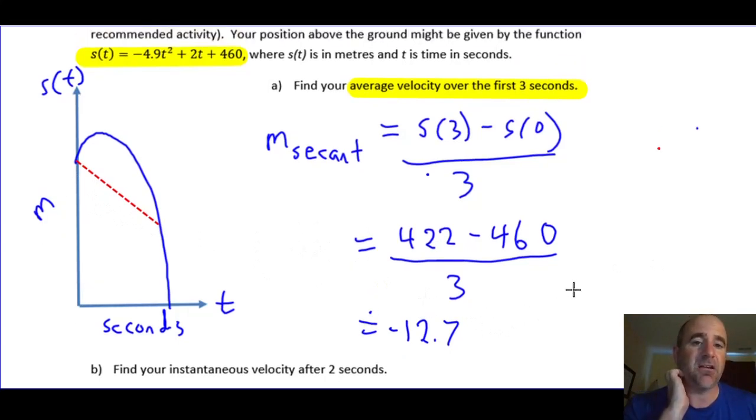Now let's also think about the units here. We're talking meters when we talk about the 422 and the 460, and we're talking about seconds here. So the units do give you meters per second. So over the first 3 seconds, your average velocity would be about negative 12.7 meters per second.